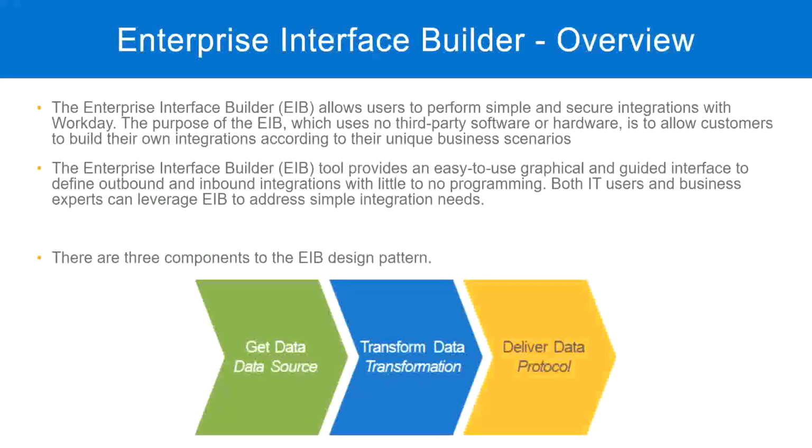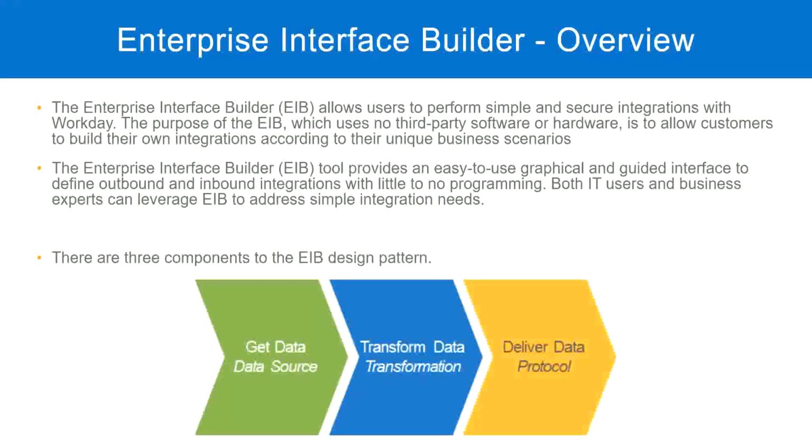Then the second step would be to modify the data, or translate the data, or transform the data into a format expected by the recipient. You have to convert it to a format expected by the recipient. That is transform data. The third step will be to send the data to the recipient, or to deliver the data.